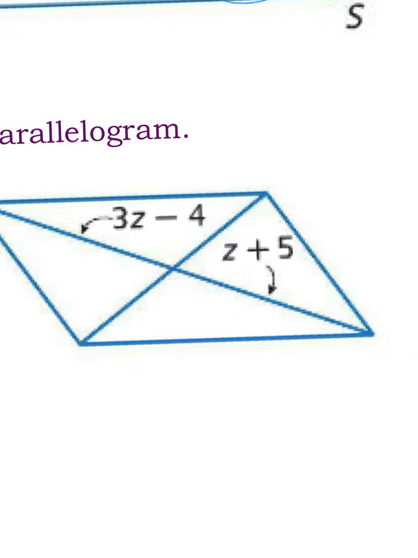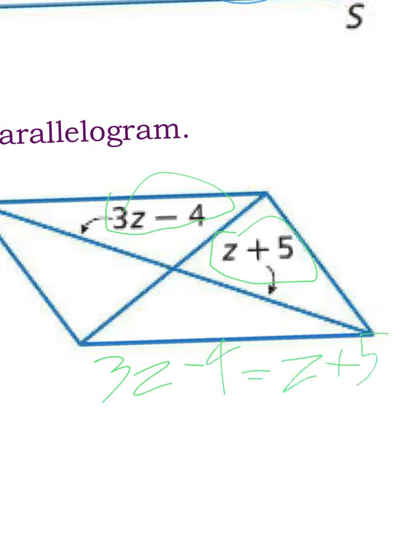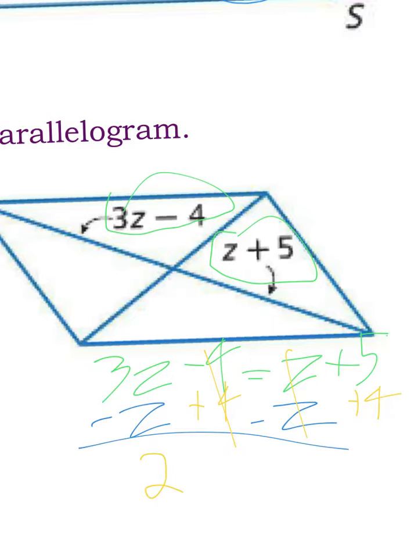Diagonals bisect each other, meaning they're perfectly cut in half, meaning this segment is equal to that segment, so 3z minus 4 is equal to z plus 5. Let's get our z's to one side. Let's subtract that z, because it was a positive z. And then let's add this 4 over. Cancels, cancels. 3z minus z is 2z. 5 plus 4 is 9. Divide out the 2. You get z equals 4.5.